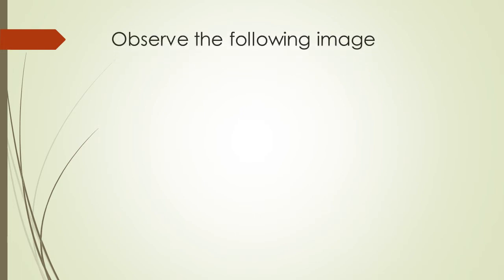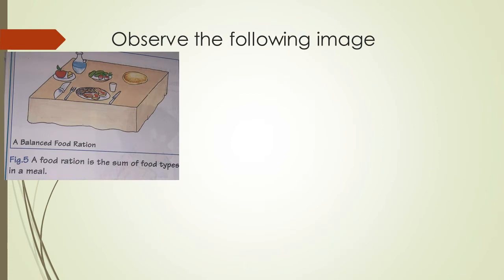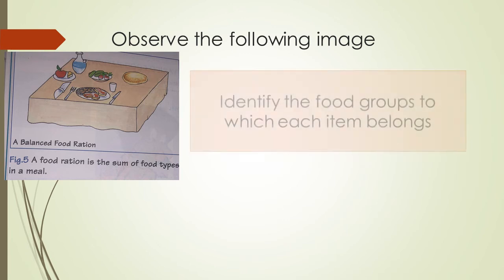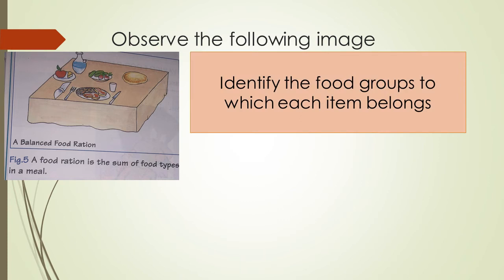And after you heard the food group song, it's time to start our lesson. I want you to observe the following image, which is figure 5. A food ration is the sum of food types in a meal, and so in figure 5 there is a balanced food ration. Now, after you observe figure 5 very well, it's time for me to ask you the first question, which is to identify the food groups to which each item belongs.